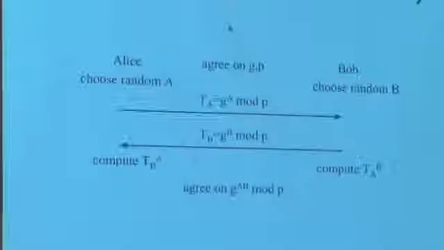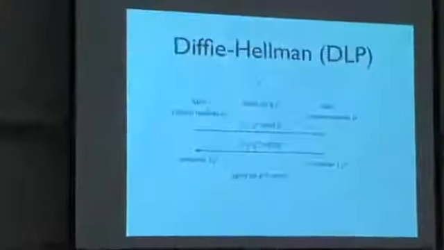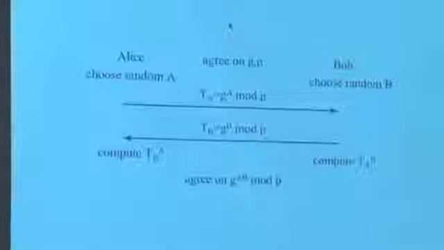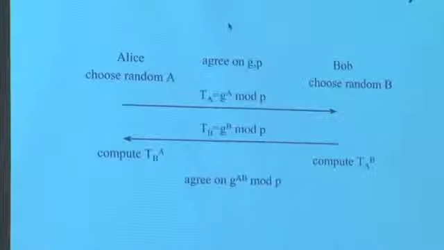Well, now, thanks to the ability to multiply exponents, you can actually now compute the same value at both sides. So Alice, upon receipt of g to the b mod p, takes that whole value and just raises it to the power of A, her number, and then does a modulo p again. And thanks to nice mathematical properties, what she really gets then is g to the a times b, or equivalently g to the b times a mod p.